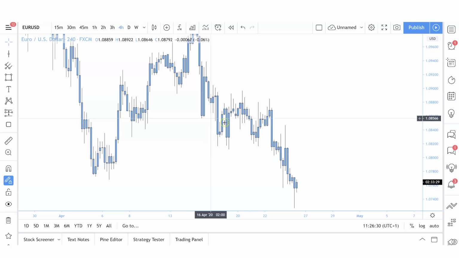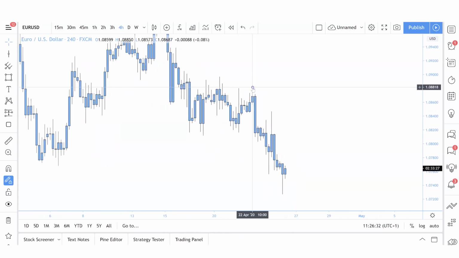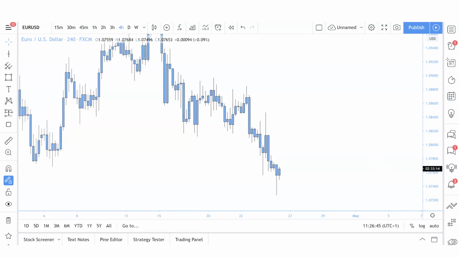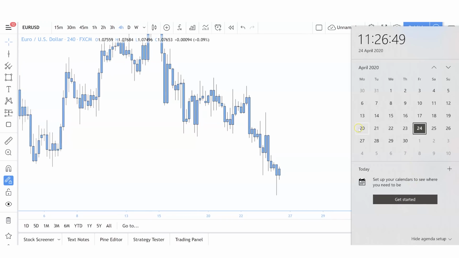And you probably know, if you follow me on Instagram, you will see that I've been trading Euro USD a lot. It's a very beautiful pair, especially for beginners, and it just moves in a very, very beautiful way. So the first thing that I'm going to do, I'm going to go to my calendar and identify when the week starts, which is the 20th of April.